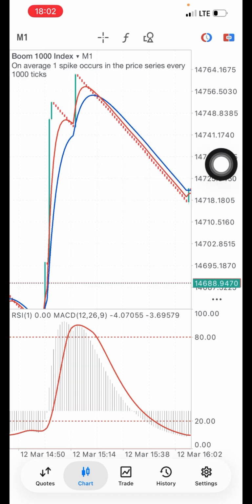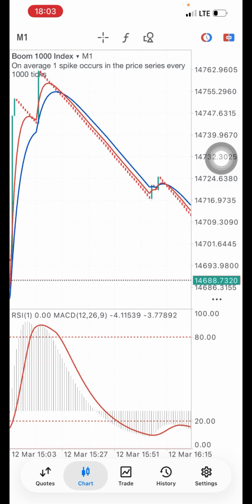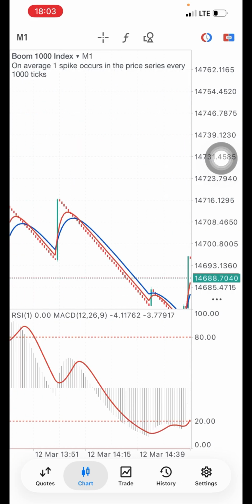But it's not going to happen like this all the time. There are times where it will just give you 10 candles and then there will be a long spike. So you make sure you stick to the 10 candle condition. Don't pick more than 10 candles using this strategy. So let me show you guys another example.